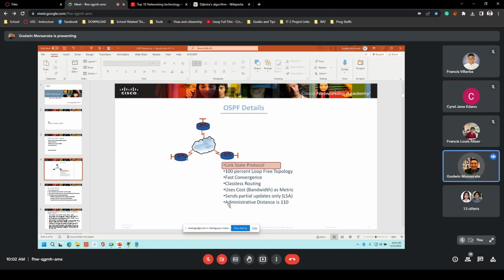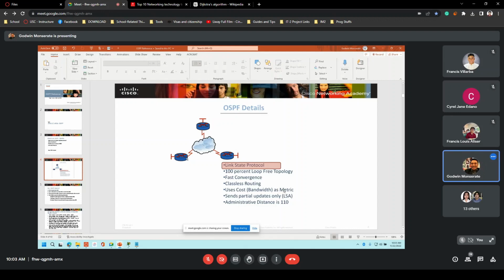Okay, administrative distance is 110. It sends a partial update, LSA, partial only, not full. Because if it were full, it would be like RIP. But since it is LSA, a link state advertisement, it is just a hello packet: hey, are we neighbors? Yes, okay, we are neighbors. It no longer needs to update everything. And later on, they will exchange databases, once they are neighbors.